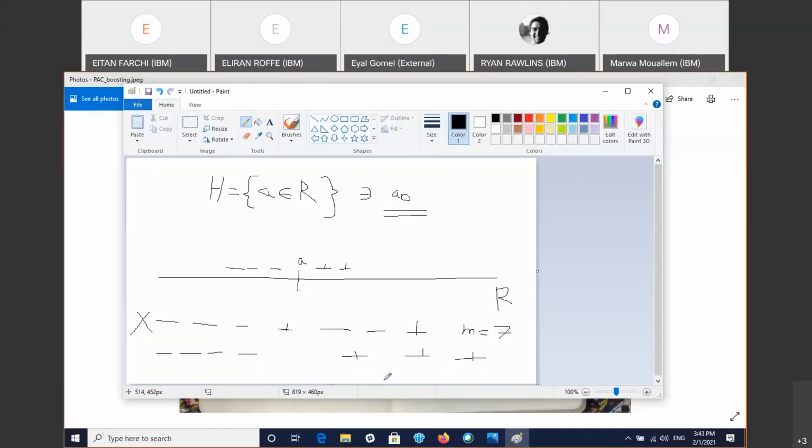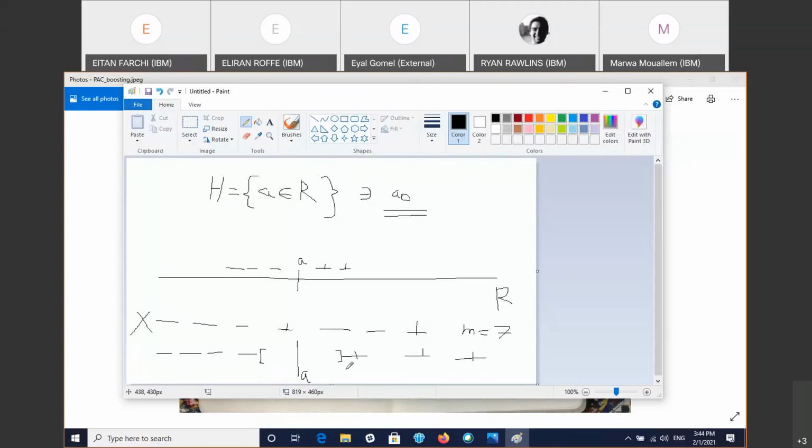Maybe between the right minus and the left plus. Exactly. So A should fall somewhere here. This is a good A. Any A in this interval is a reasonable A according to the data that we see. And then for any point that is less than A, we return minus. For any point that is bigger than A, we return plus. Now, how can you choose A?